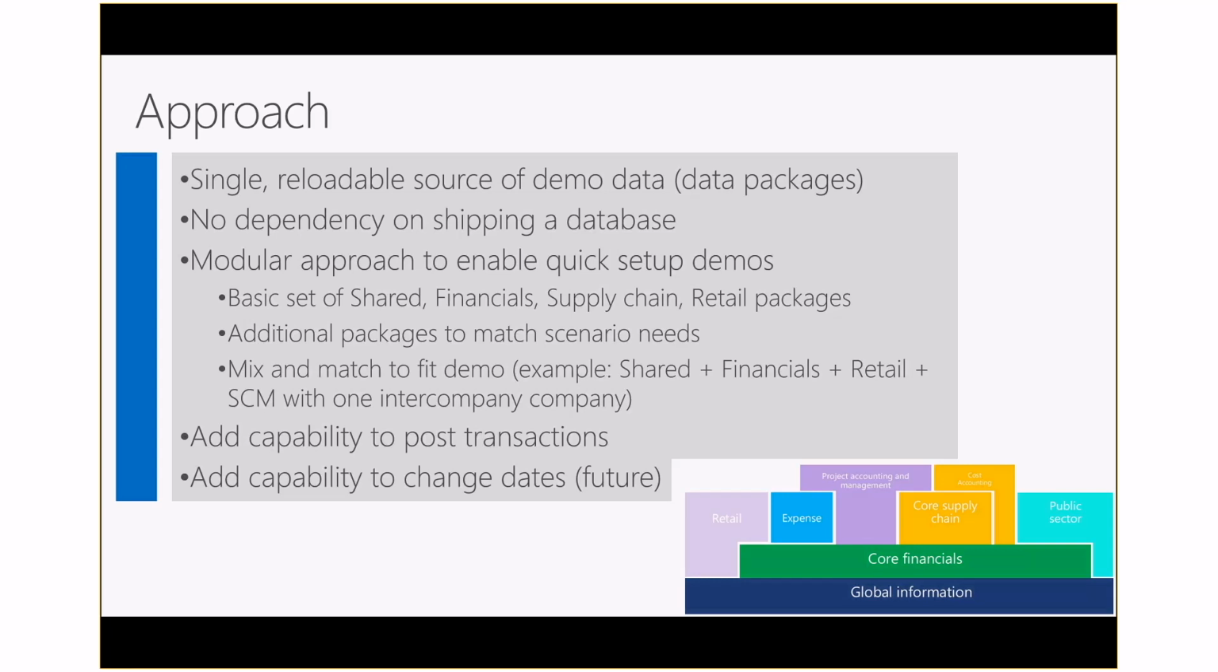Something we want to add in the future that we haven't done yet is the capability to change the dates. To bump the demo data dates up, you can do that now by editing the spreadsheets, but in reality, I think we just want to have something more automatic. So you bring these packages in, you say, by the way, I want to shift all the dates up like 6 months or something like that, and it would update your demo data.